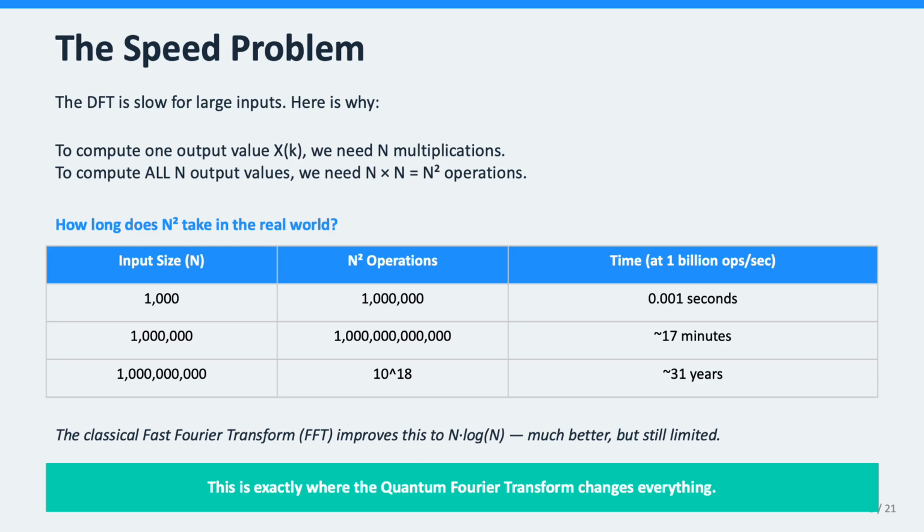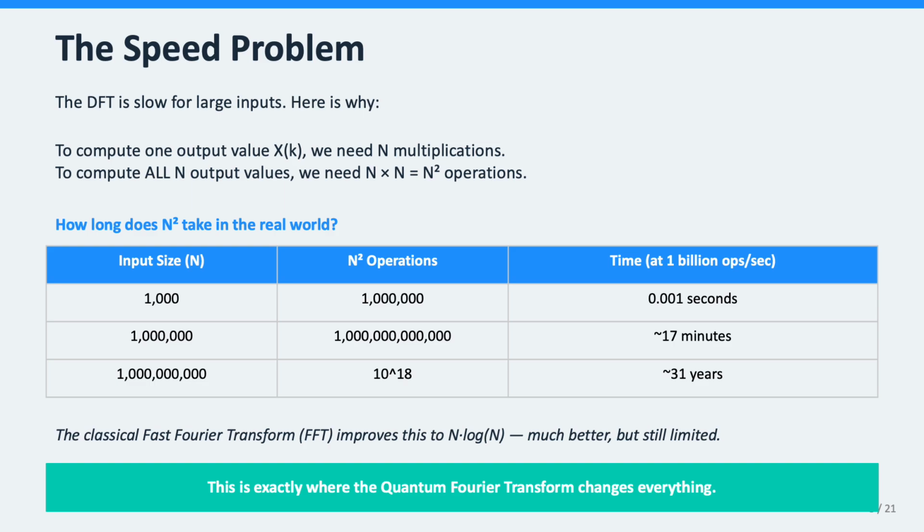To compute a single output value, you need to do as many multiplications as there are input samples. To compute all output values, you need to repeat that work for every frequency, meaning the total number of operations grows as the square of the input size. For small signals, this is fine, but modern applications deal with millions or billions of data points, and squaring that number becomes unworkable very quickly.